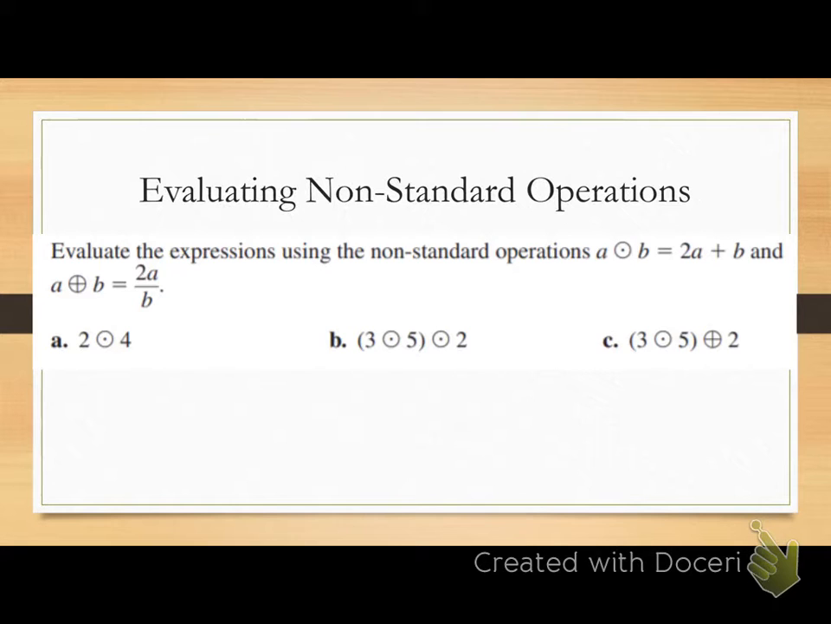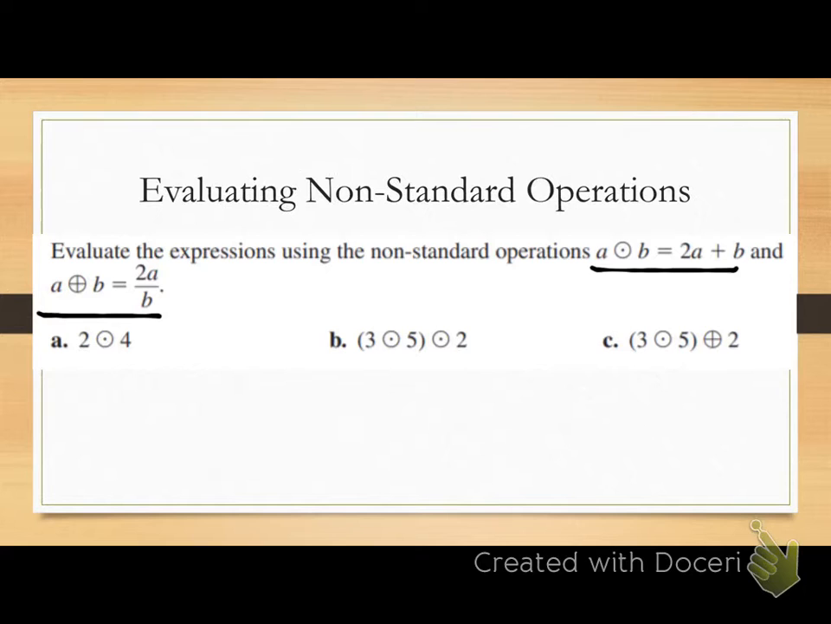So just looking at 2 circle dot 4, do you think I'm going to use my first non-standard operation or my second? First. Why? Because the first one has a circle dot. Very good. It's a circle dot. It matches the circle dot, right? Yep. So I'm going to use that one. So I've identified which non-standard operation I'm going to use. Now I need to identify my a value and my b value.